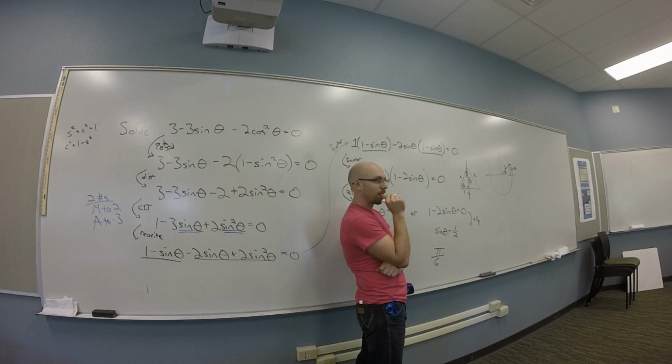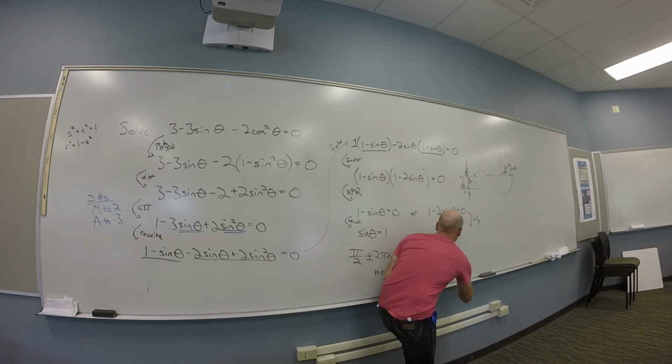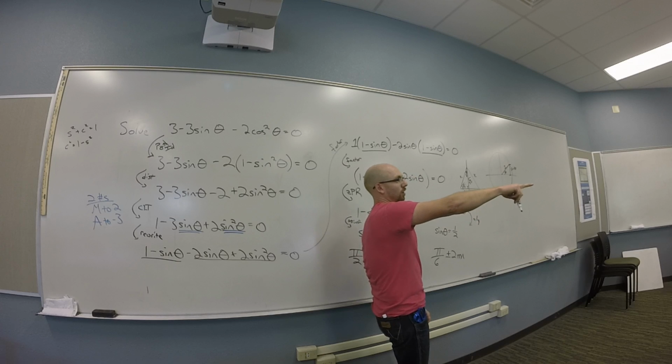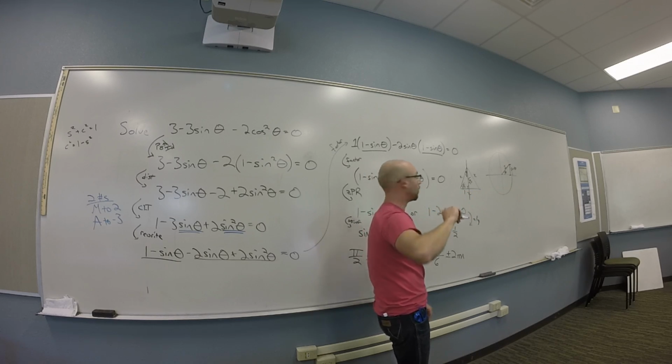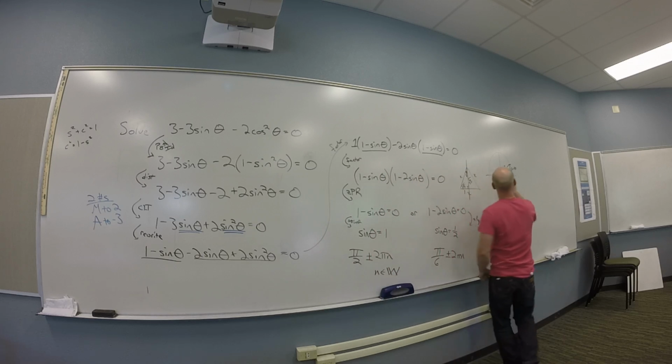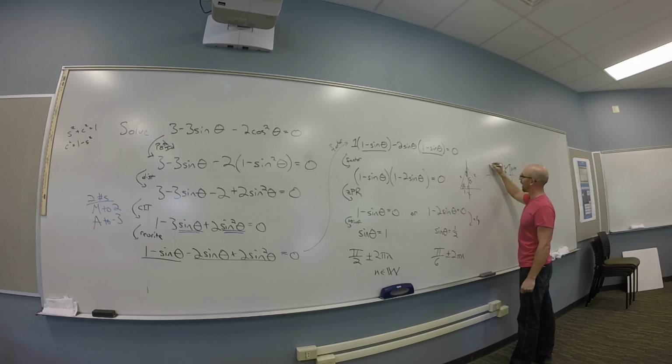Plus or minus 2 pi n. And then also, one more time, that vertical side is 1/2, right?